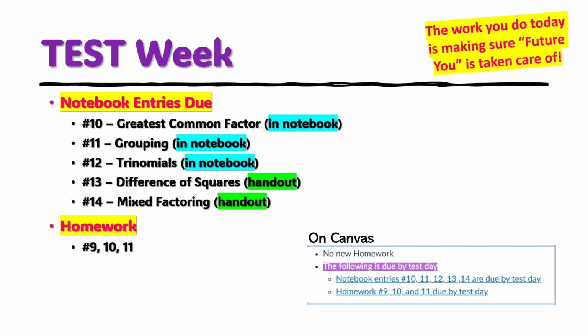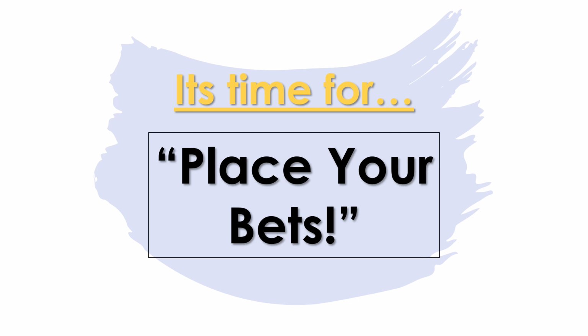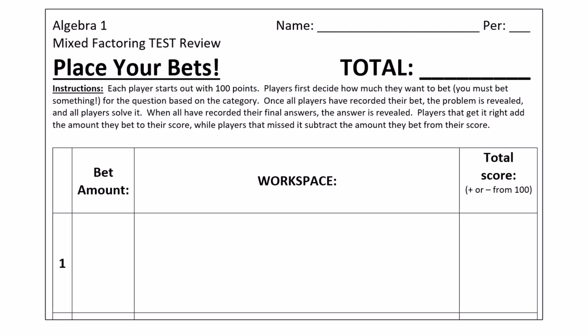So that's the plan, is that the other half sheet you have is a half sheet that's going to help you play the game that we were going to play in class together, but at this point you're just going to go through it yourself, and that's place your bets, factoring edition. So it is time to place your bets. So we've played this game several times before. Nothing too new with it. You're just playing against yourself today and just trying to do your best.